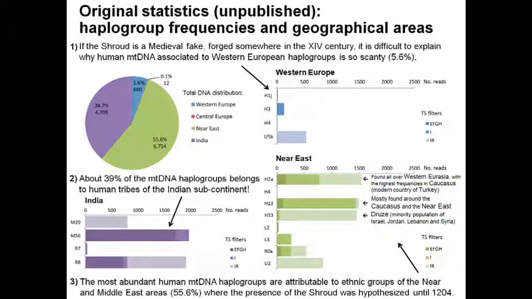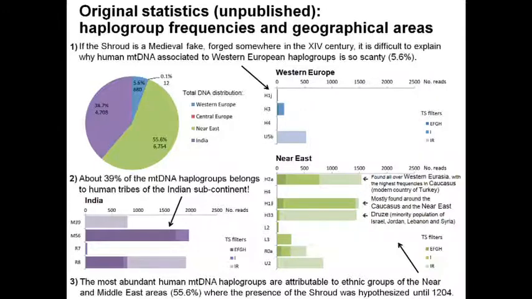So, three main points. If the Shroud is a medieval fake forged somewhere in the 14th century, it is difficult to explain why human mitochondrial DNA associated to Western European population is so scanty, less than 6% of the total DNA. What about the Indian haplogroups? 39% of the haplogroups belong to human tribes of the Indian subcontinent. We should explain this finding.